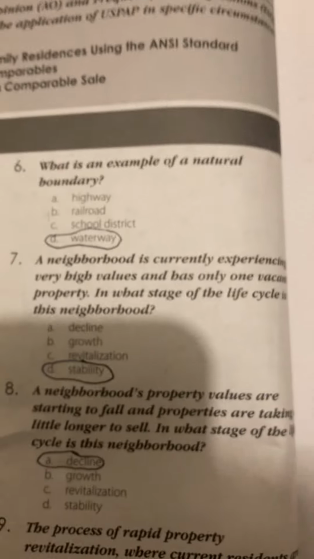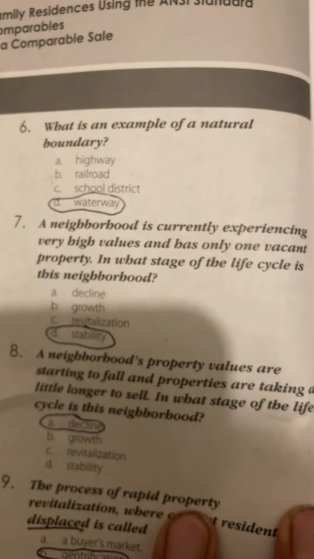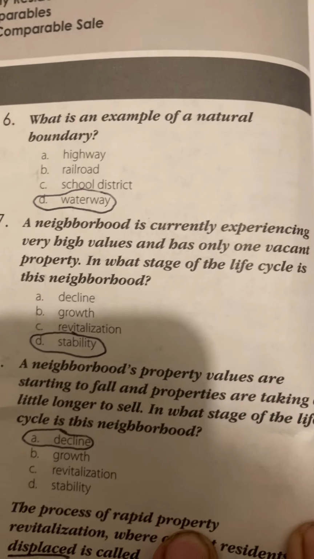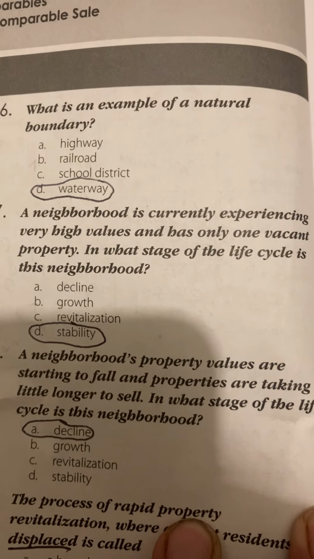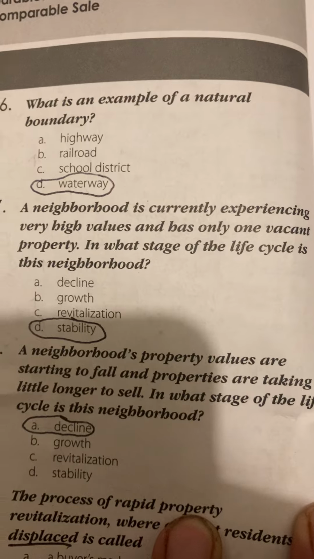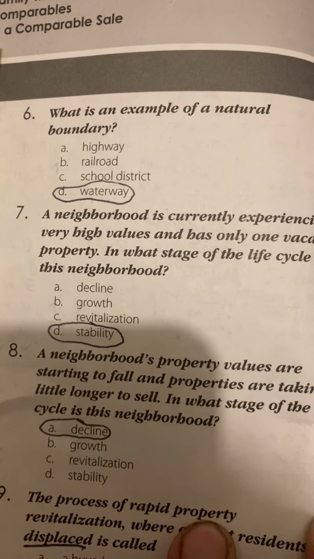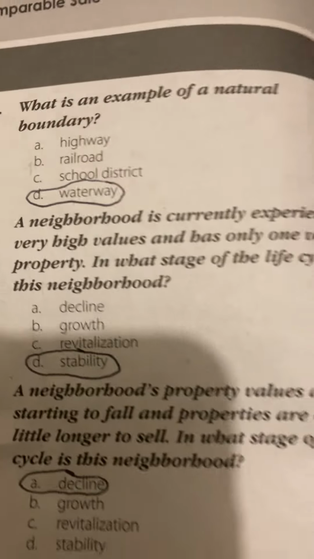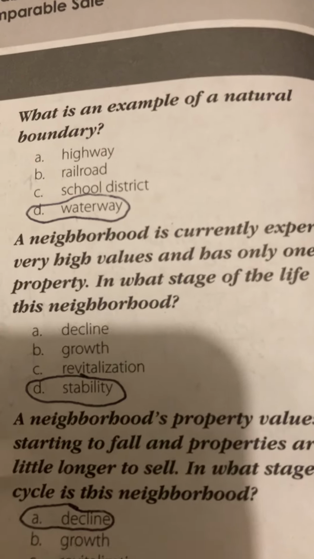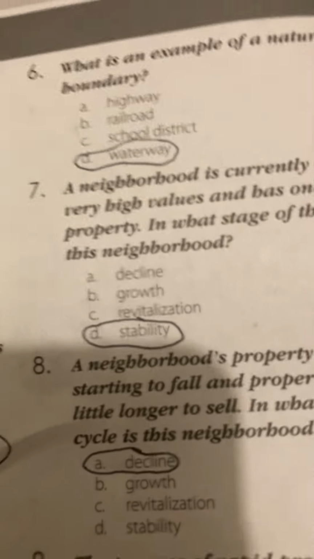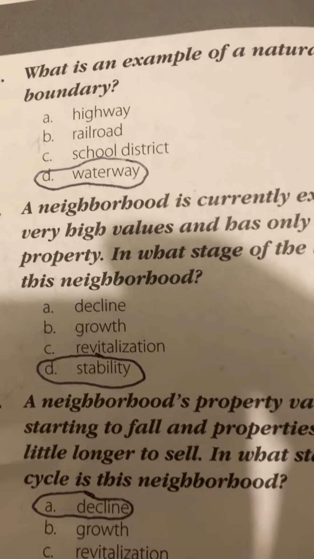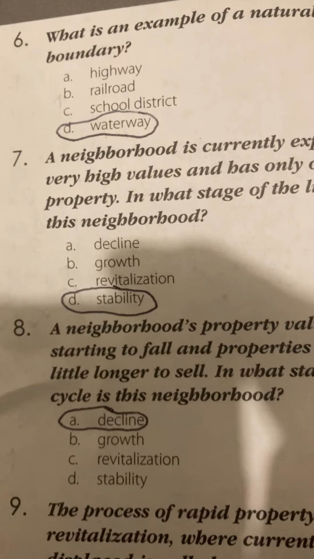Number 7. A neighborhood is currently experiencing very high values and has only one vacant property. In what stage of the life cycle is this neighborhood? A. Decline. B. Growth. C. Revitalization. Or D. Stability. The answer is D. Stability.